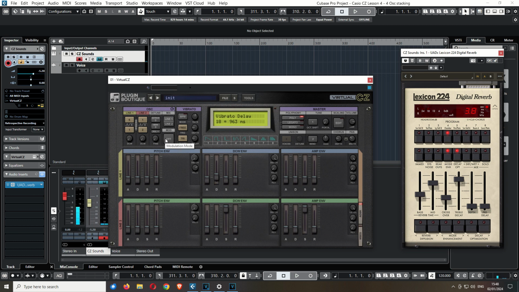We could ring mod to make it... Perfect. Perfect example of ring mod. What it does, it multiplies the two together. So I haven't given it any amplitude here for the first waveform, so you don't get any sound. It's quite nice.